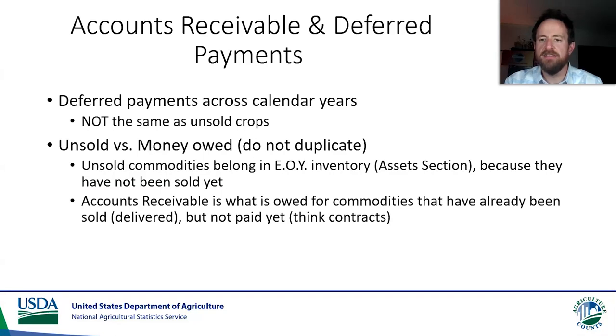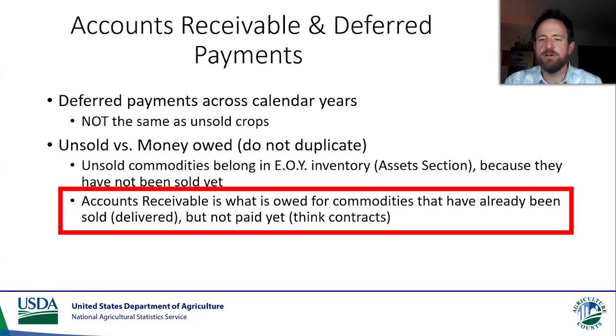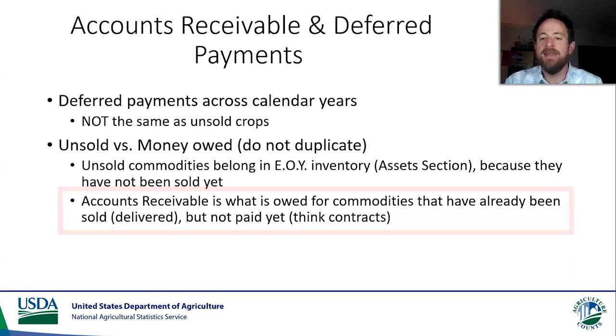On the other hand, accounts receivable is where you record money still owed for commodities that have already been delivered but not yet paid. Think about the contracts we reviewed earlier. Regardless of if it's the inventory carryover or the deferred payments, either could be from the previous year or going into the next. The key distinction is when was the commodity sold or delivered.